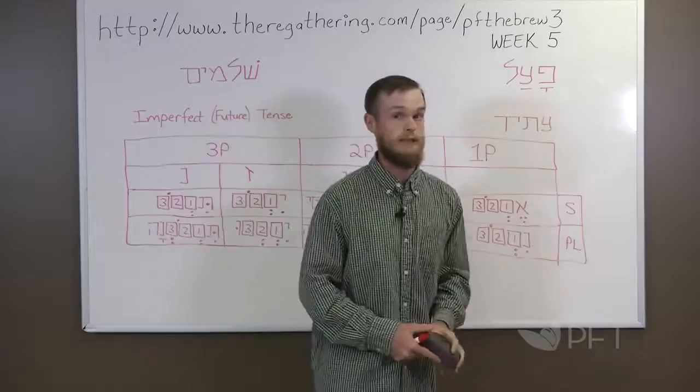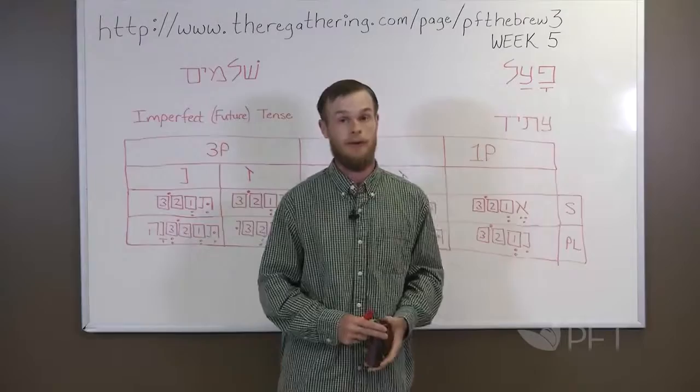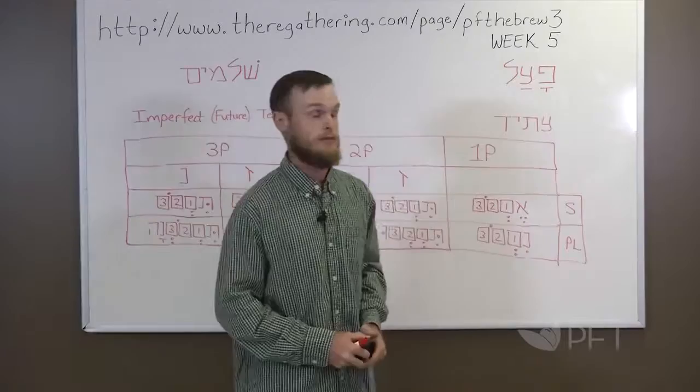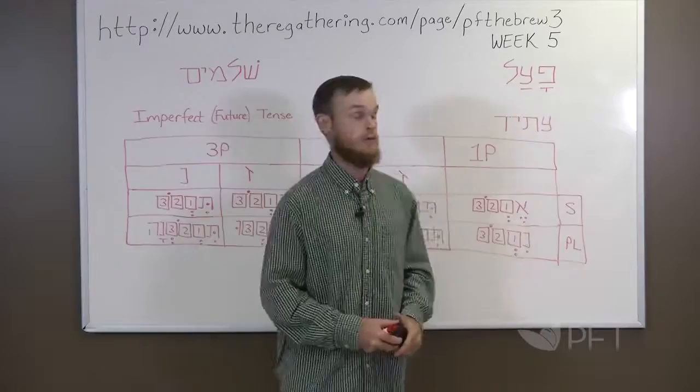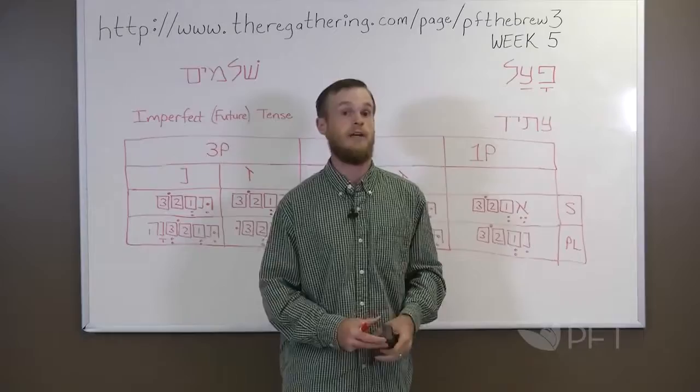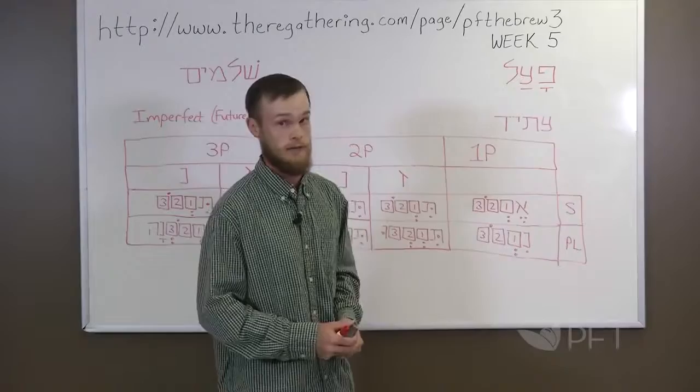All right. Well, last class we talked about the conjugation of the past tense. So we conjugated the past tense verb in the first person, second person, and third person, masculine and feminine, singular and plural. And this week, referring to the same notes, those are the notes from week 4. There's a sheet in there that has the conjugation of the past tense. Directly below it is a chart of the conjugation of the future tense. So that's what we're going to talk about now.